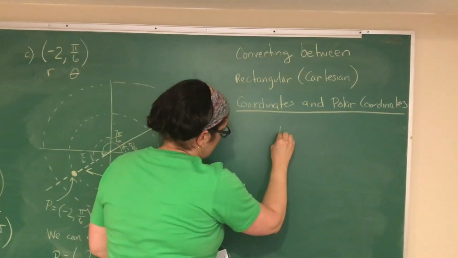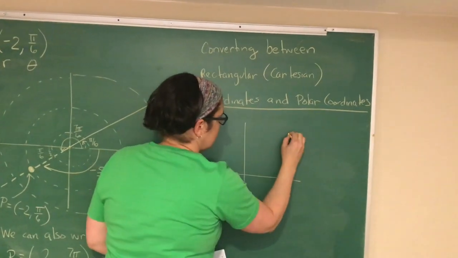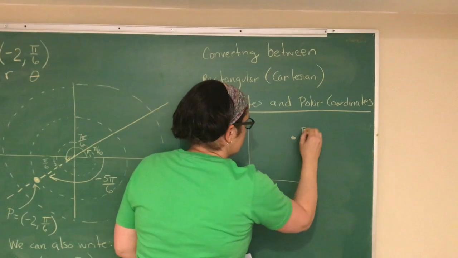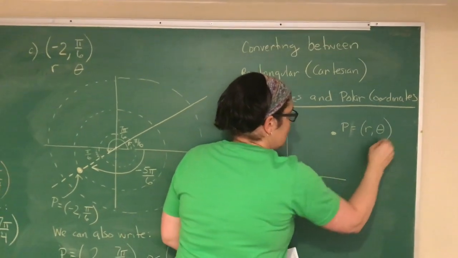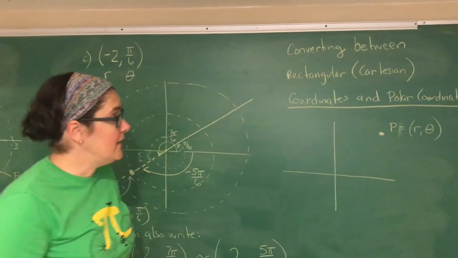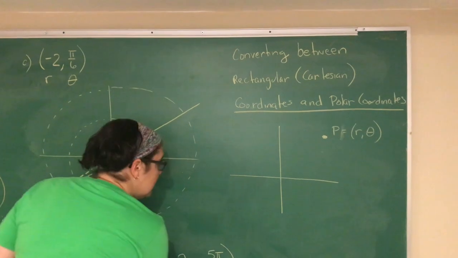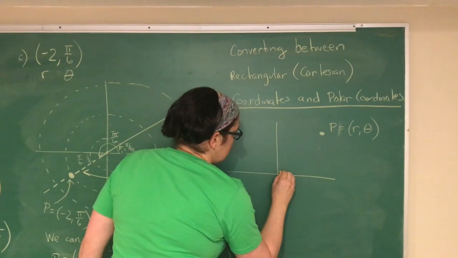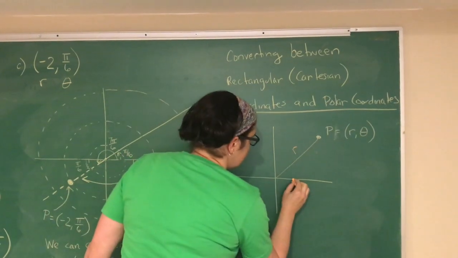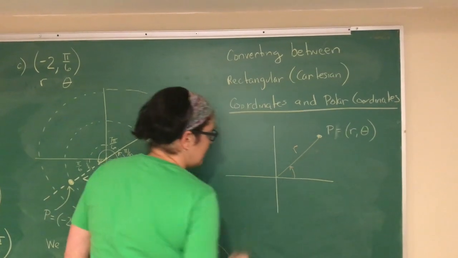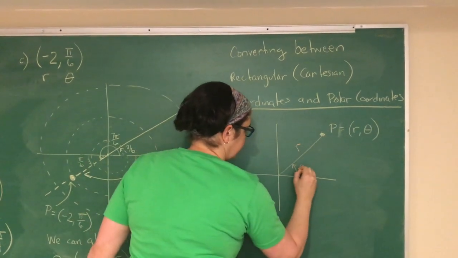Okay, so here is a picture of a generic polar point. Here's our point P, and P is measured with r and theta. And so the way that I can write that down is our r value goes from the origin out to the point P, so that is our distance of r, and theta is measured from the positive x-axis to that line segment from the origin out to P.